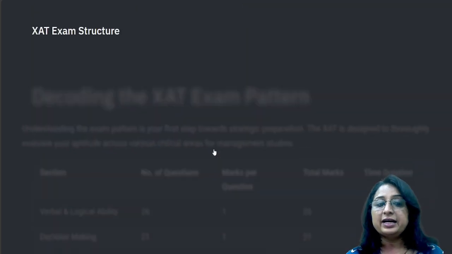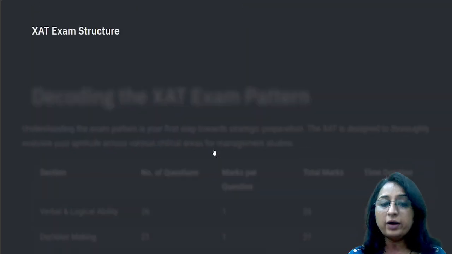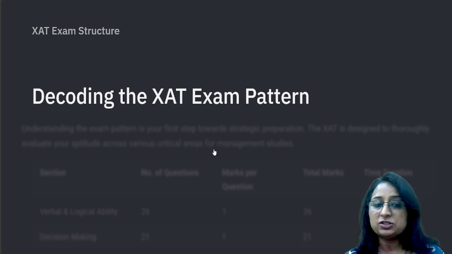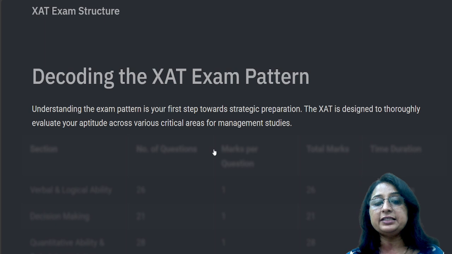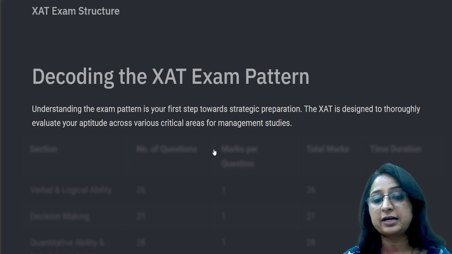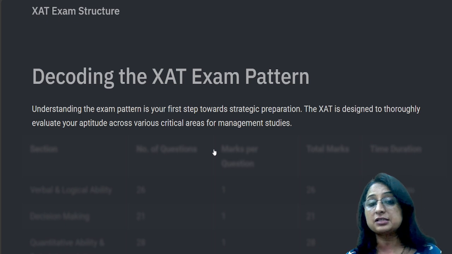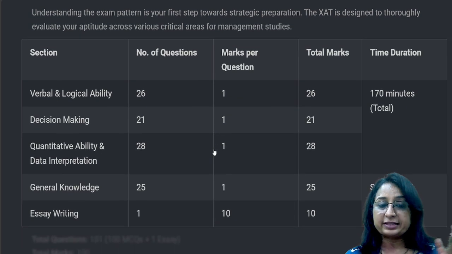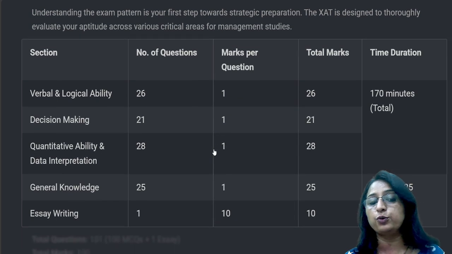Okay, XAT exam structure. So what is the XAT exam structure? How can you prepare for this examination? Just start to decode the exam pattern. Understanding the exam pattern is your first step to understand the preparation tactics. The XAT is designed to thoroughly evaluate your aptitude across various critical areas for your management studies. So guys, these are the sections and number of questions.